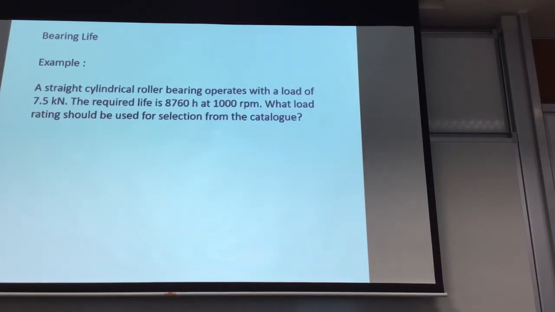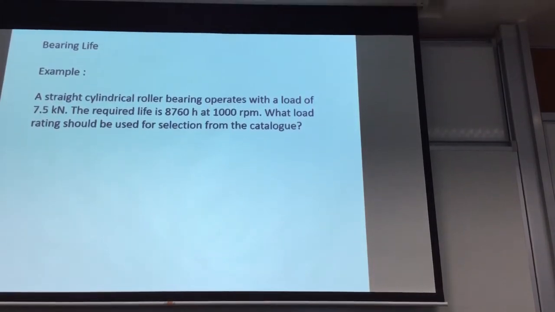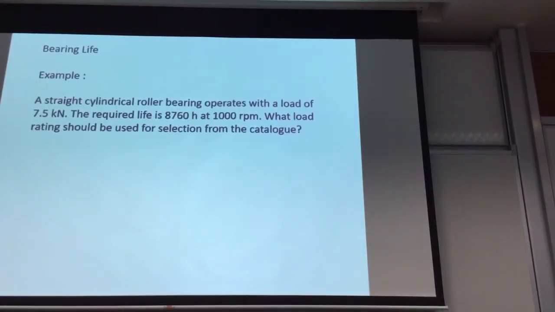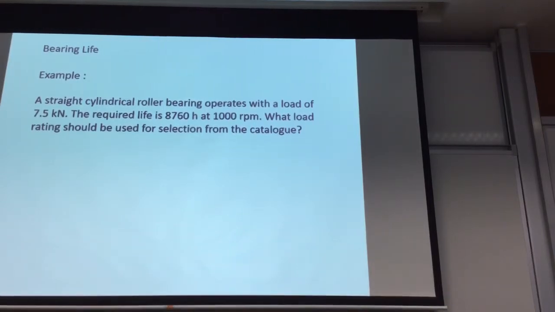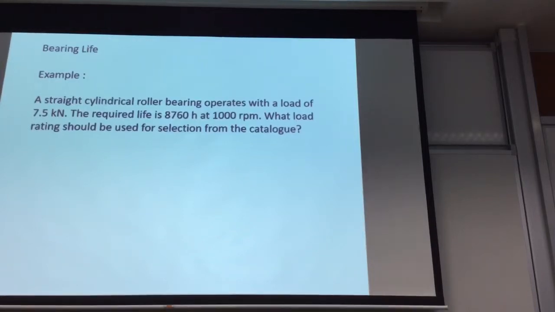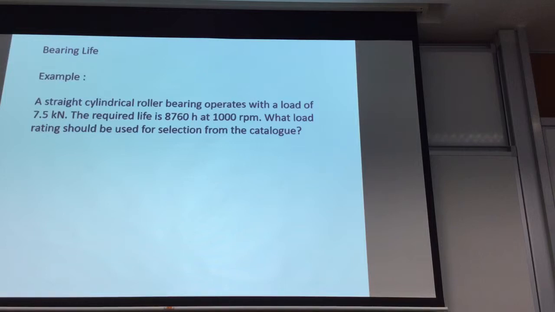Okay, so let's jump to this. Let's say you have a cylindrical roller operating on a load of 7.5 kilonewtons. What you want is 8,760 hours at 1,000 RPM. So what load rating should be used for the selection? Basically, the question is asking what value of C should be used.